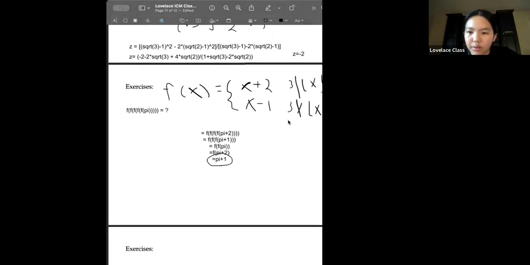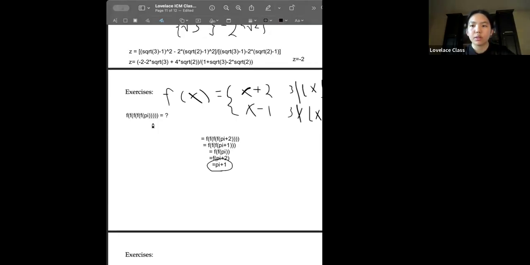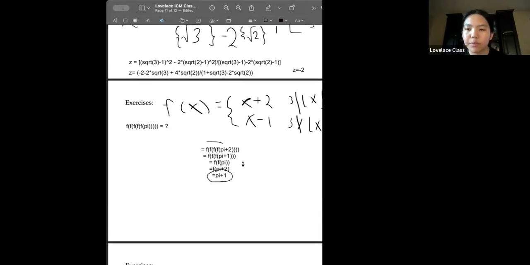So just to reiterate, we literally just work from the inside out, using the function definition to find the value of this function. You have to be careful because there are so many f's. But it's quite easy to take the floor of pi plus any integer, because the floor of x plus an integer is equal to the floor of x by itself plus that integer.